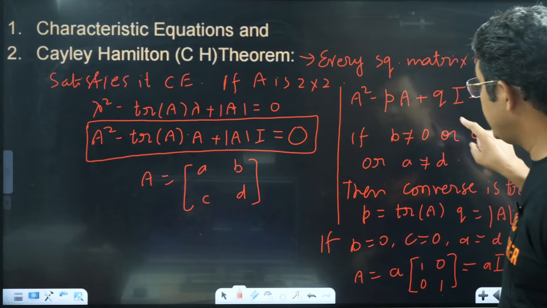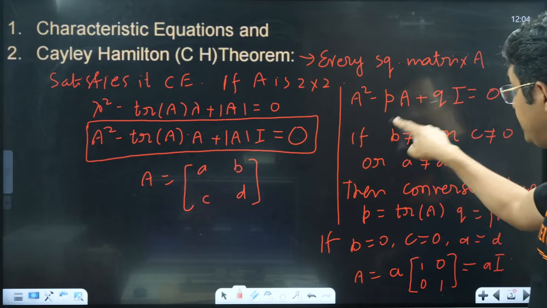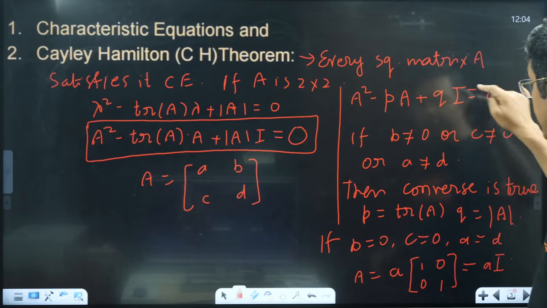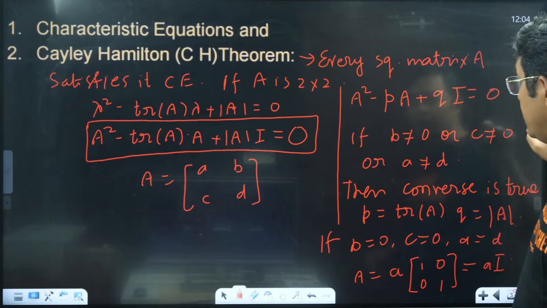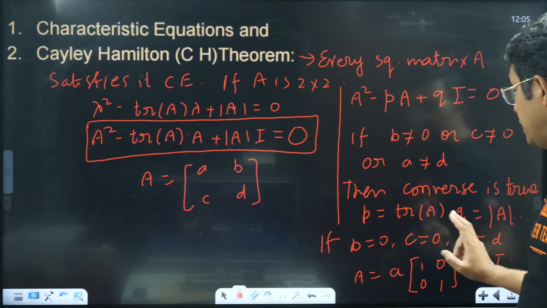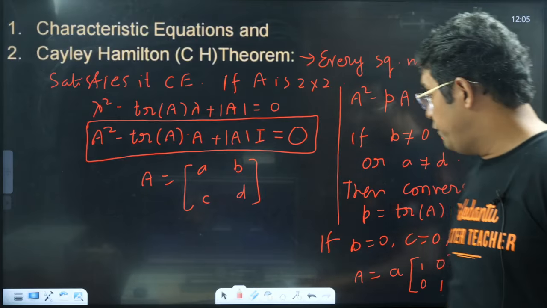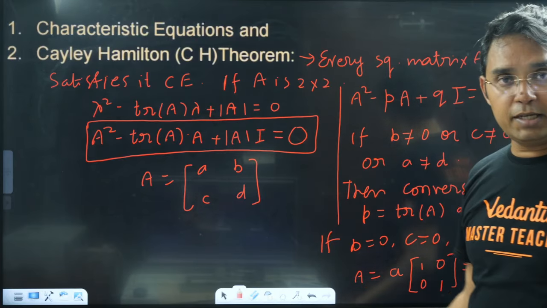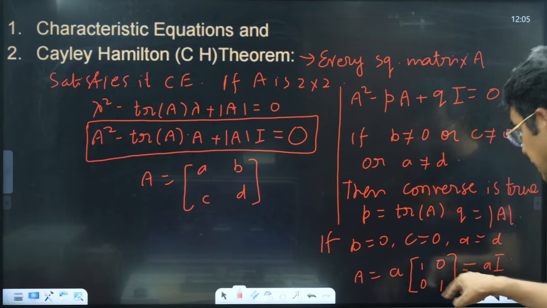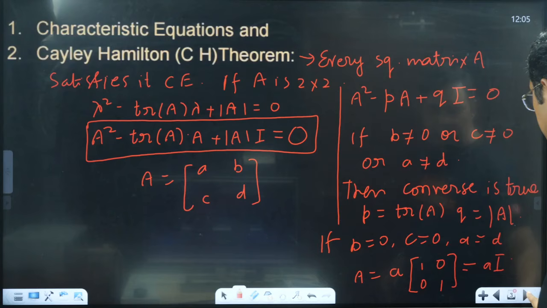So what I was saying, this is what every matrix should satisfy. Conversely, if this is the condition, then in this quadratic p will be the trace and q will be equal to the determinant. But if b and c both are 0 and a is equal to d, in that case you may get some quadratic which may not be the same as the characteristic equation. So be careful in such matrices. Otherwise you can definitely directly write p as trace, q as determinant.